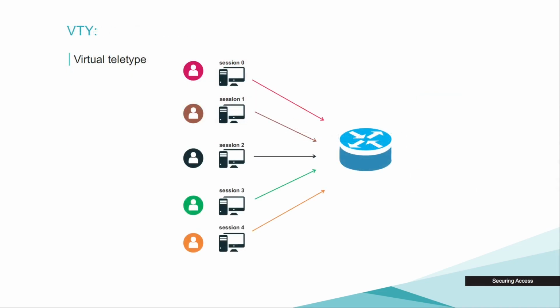So what is VTY? VTY stands for virtual teletype, and when we enter the command line VTY, it gives us the option to choose how many virtual terminals can access our device. This means how many sessions we can create to connect to our device at the same time. The numbering starts from 0, and if we choose 0 to 4, we can have 5 sessions at the same time.